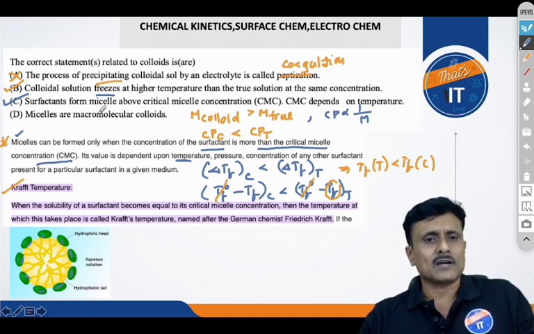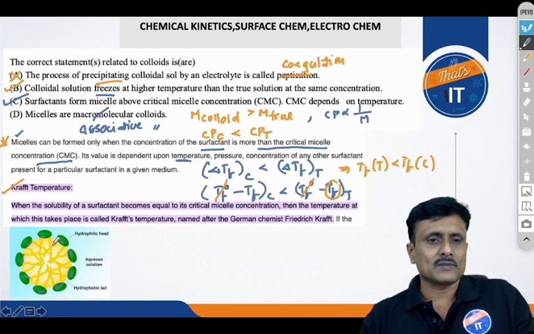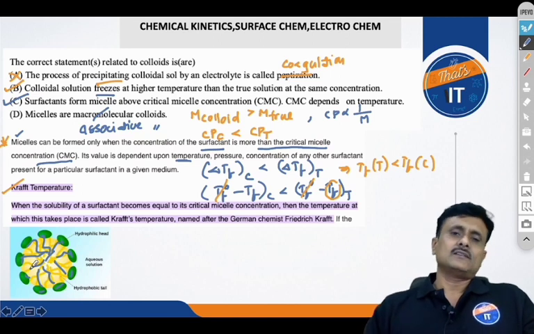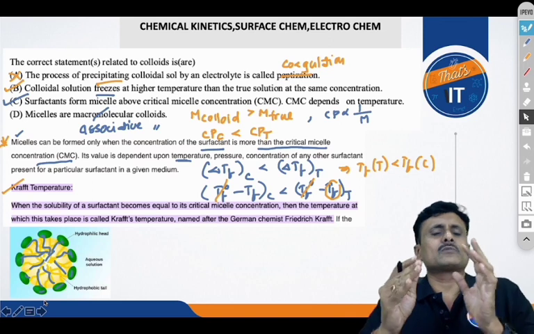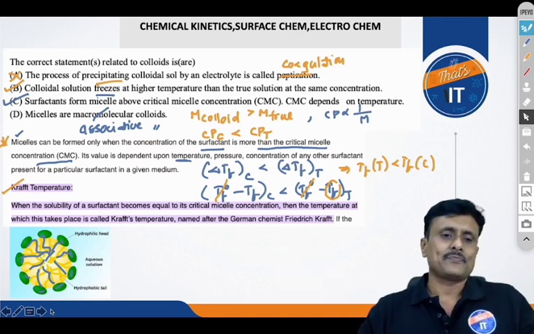Micelles are macromolecular colloids. No, they are not macromolecular, rather they are associative colloids. You know how micelle is formed. It's not one molecule, many components are clubbed together to give you the associative unit, but not macromolecular. Macro means one unit, bigger unit. Associative means smaller unit, composite unit, isn't it?